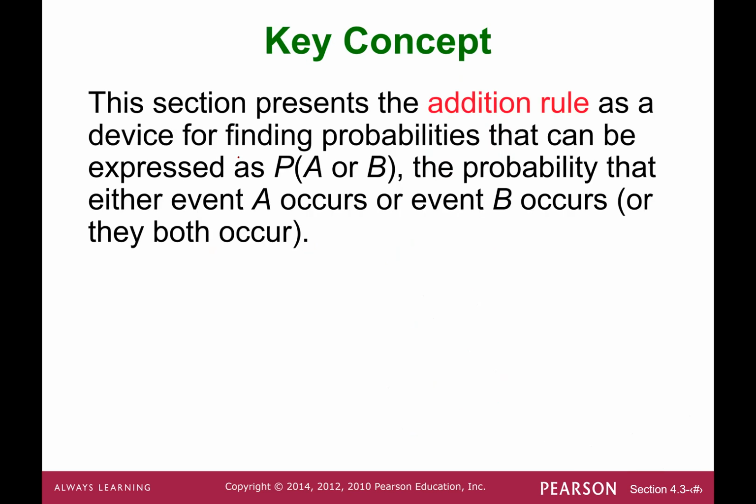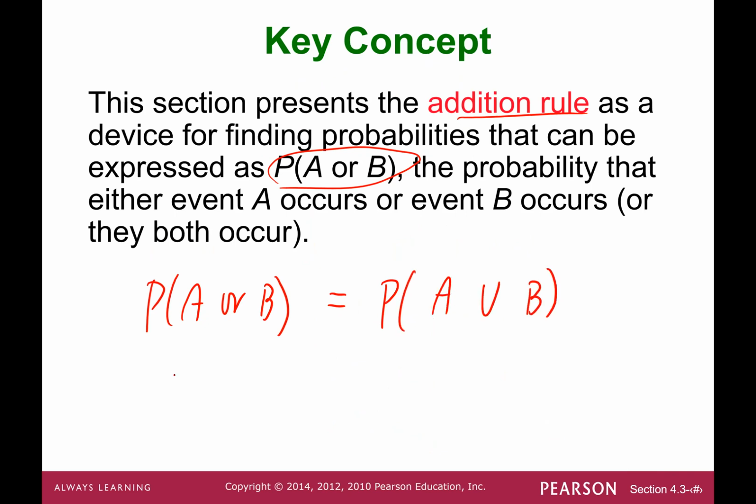So this section presents the addition rule, as I tried to elaborate earlier, as a device for finding a probability that could be expressed as P(A or B), right? A more precise mathematical notation will be probability of A union B. This U symbol indicates union, meaning including everything in A, everything in B, and everything in the intersection, meaning both event A and event B occur at the same time. Three layers: event A occurs, event B occurs, or they both occur at the same time. And this is the essence of the addition rules.